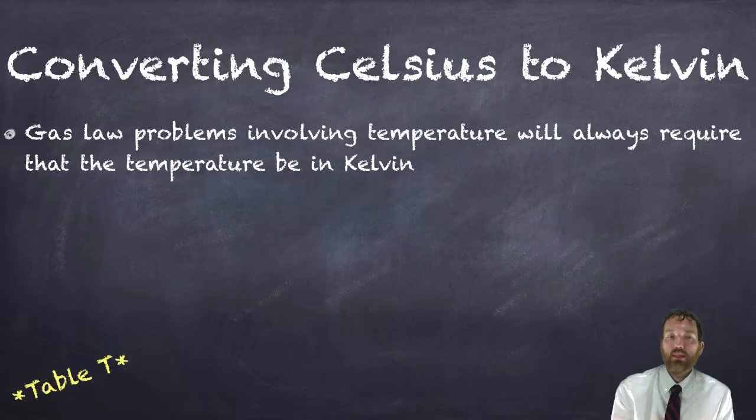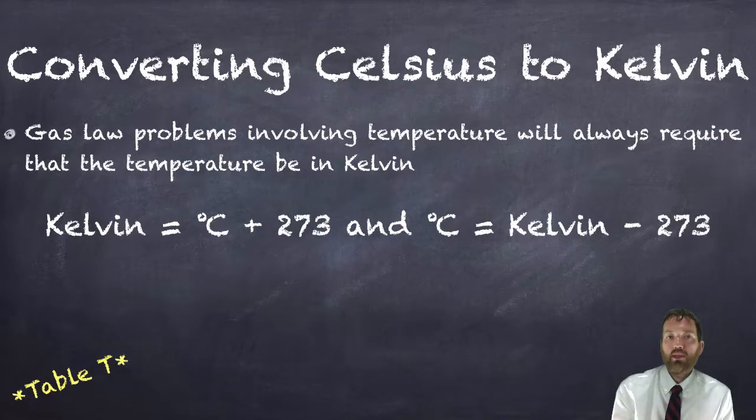This is on Table T. You do not need to memorize these formulas, though you probably will because it's not hard to memorize. Kelvin is whatever the Celsius temperature is plus 273. If we needed to go the other way, the formula is also on Table T. It's the Kelvin temperature minus 273.